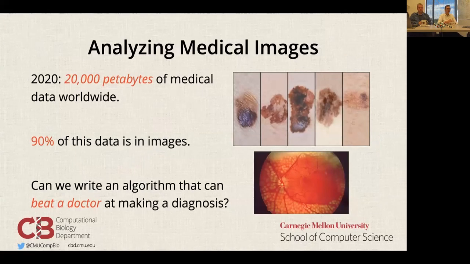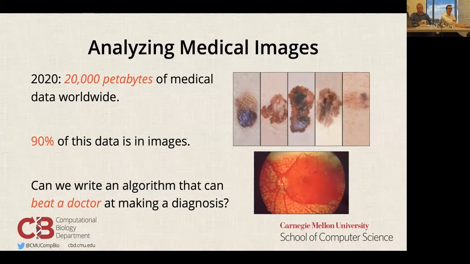Another interesting question is analyzing medical images. We're almost at 20,000 petabytes of medical data, 90% of that is images, and there's a natural question: can we write an algorithm that can beat a doctor? You'll hear a lot of companies say that we're able to do this increasingly, but there's really only a narrow number of circumstances where machine learning approaches have been able to beat a human at analyzing medical images and performing diagnoses, one in skin lesions, the other in diabetic retinopathy.